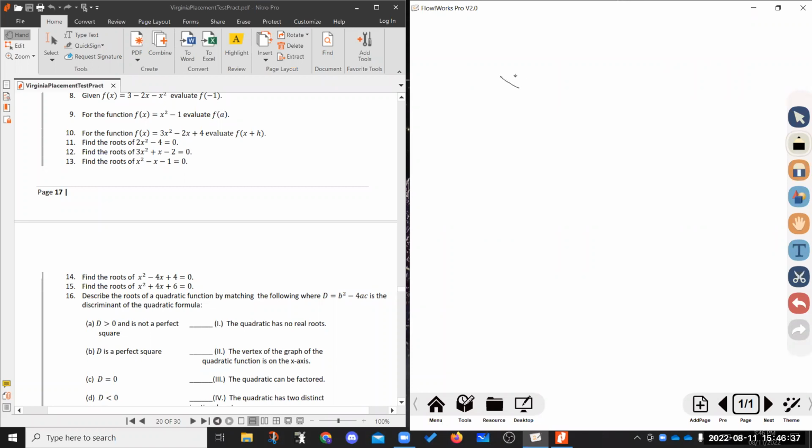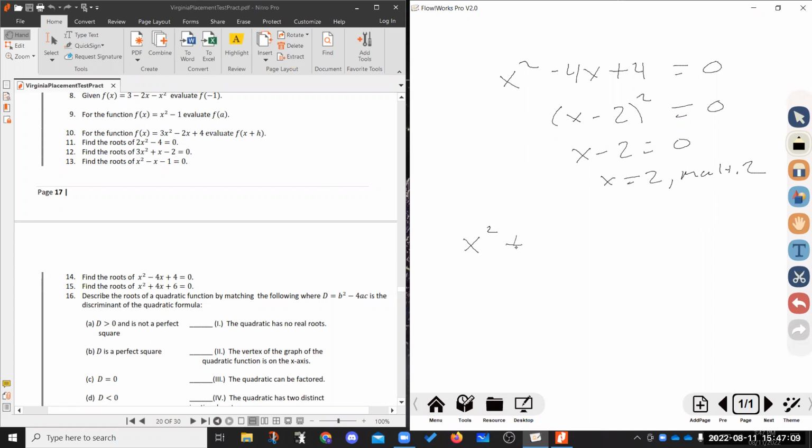Not yet though. x squared minus 4x plus 4 is equal to 0. This is a perfect square trinomial. x minus 2 squared is equal to 0. So x minus 2 equals 0. x equals 2 with a multiplicity of 2. We talked about multiplicity in MTE 6, and we solved some of these before. So we don't need to use the quadratic formula there because it factored nicely.